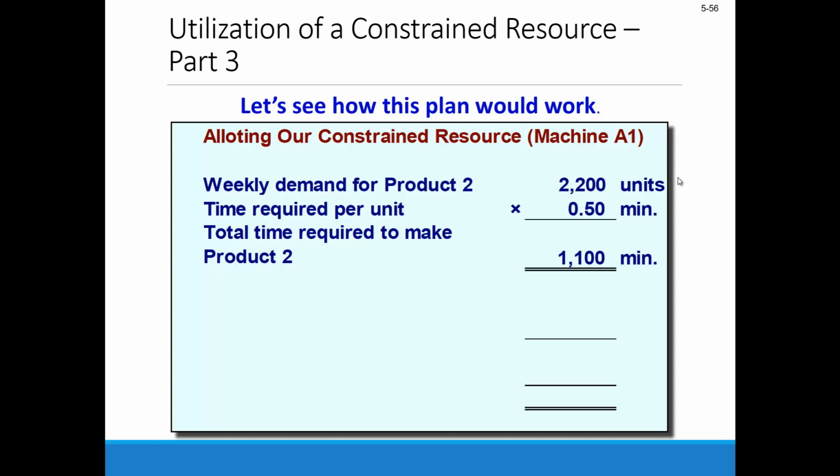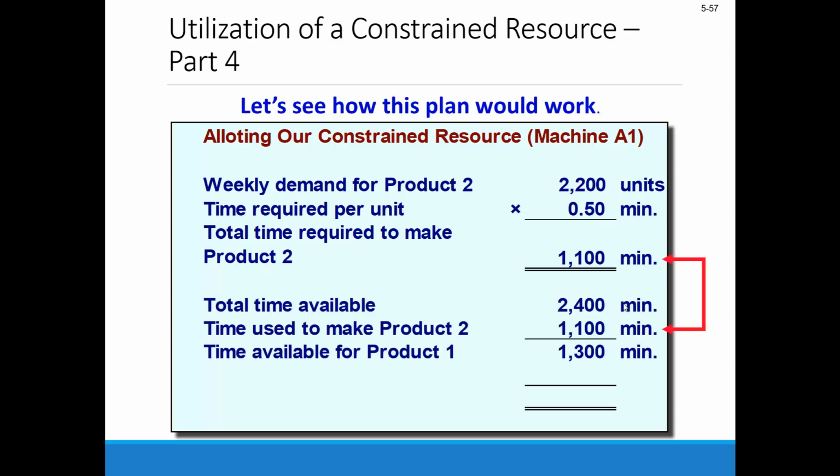So our weekly demand, as you recall from a couple slides ago, for Product 2 was 2,200 units. Those things take a half a minute each on that machine A1. So if we make the full demand of 2,200 units, fill all the customer demand, we would use up 1,100 minutes of processing time on A1. 2,200 units times that half a minute each. Then, with the remaining time, we'd have 1,300 minutes available. Okay, total time available on that machine was 2,400 minutes.